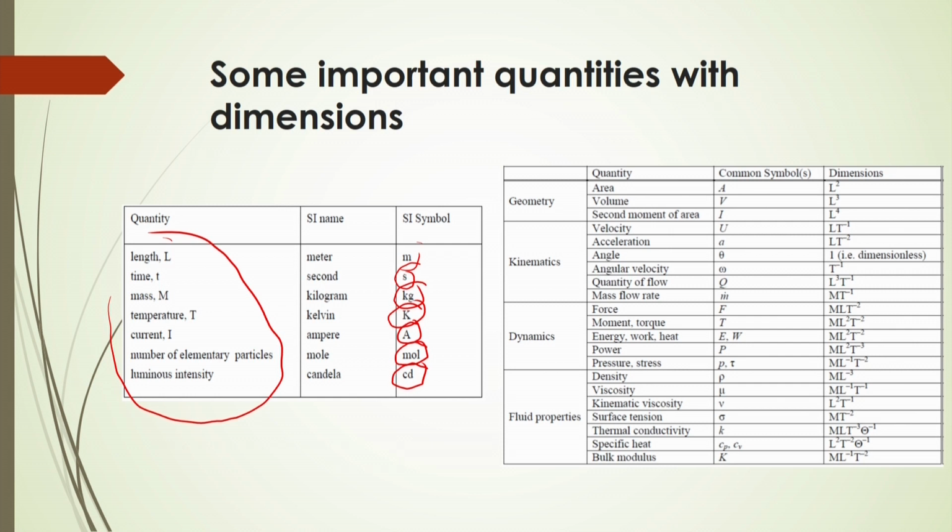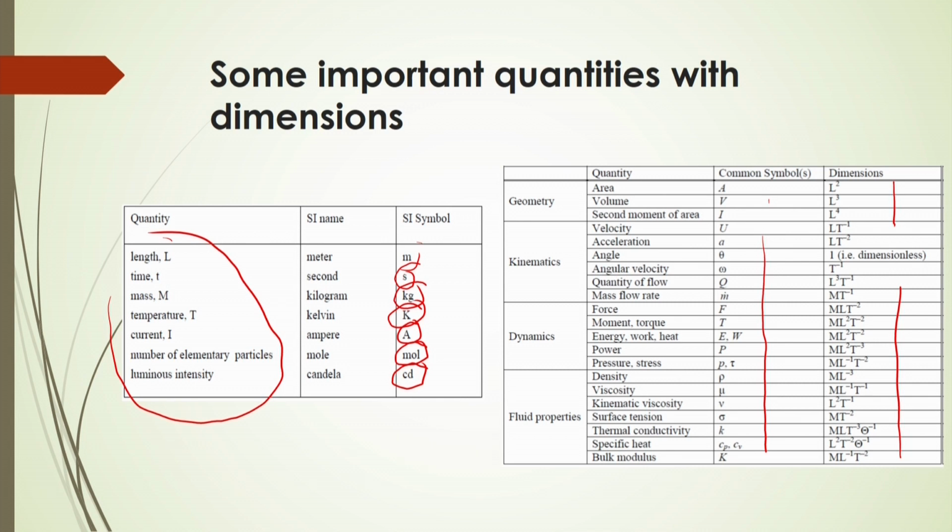In that case there are common symbols which are used for the analysis, like A for area and V for volume, as given in this table. Similarly, you can see the respective dimensions. Area is meter square, so you can write L squared; volume V is L cubed. Similarly, the second moment of area is L to the power 4.